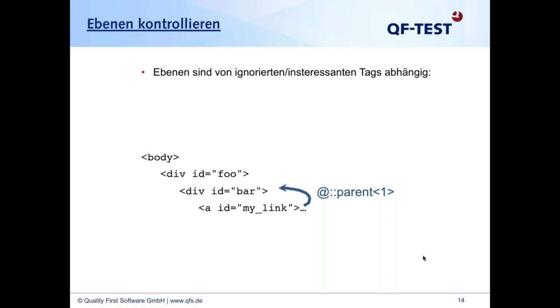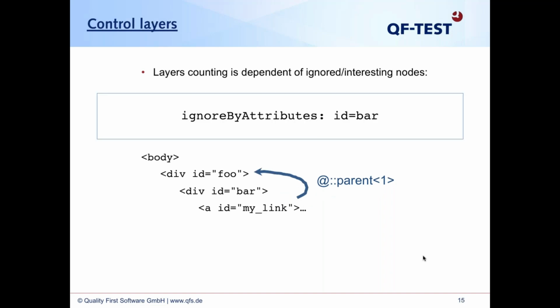The parent is the direct parent. But if you introduce, for example, the ignore by attributes parameter to your install CustomWebResolver call and tell QFTest by this to ignore all elements where some attribute has some value, in this case the ID attribute has the bar value, then for QFTest this level is not interesting anymore, so it's not counted here. So the direct parent is now the element before, this one with the foo name here.